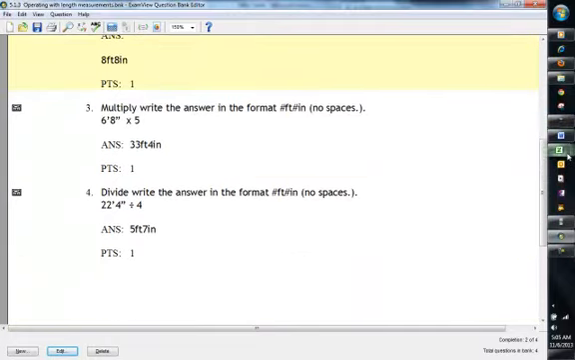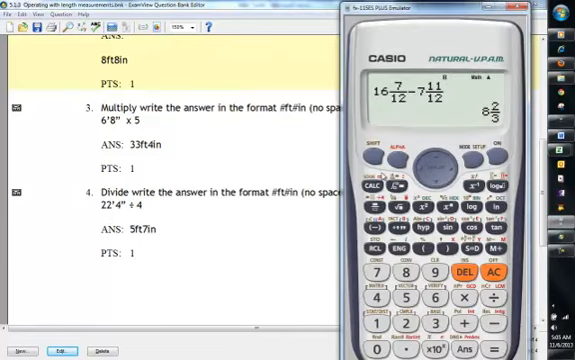Multiply 6 feet 8 inches times 5. So on our calculator, we would do 6 feet 8 inches times 5 is 100/3, S to D, so that's 33 feet. And then what do you do to the 3 to get 12? You multiply by 4. So multiply the numerator also by 4, and you get 4 inches.